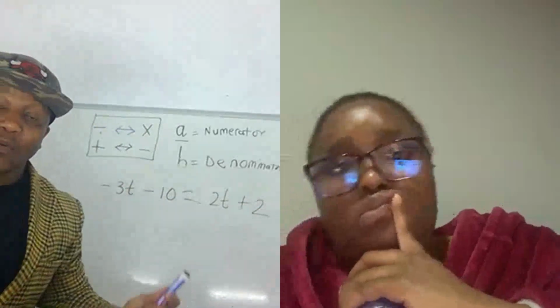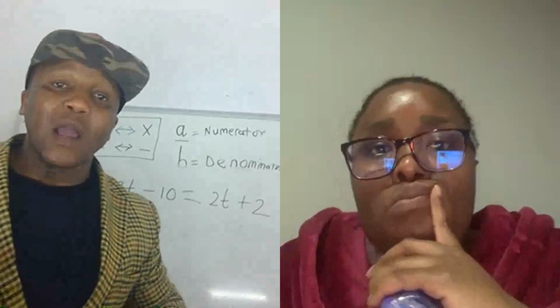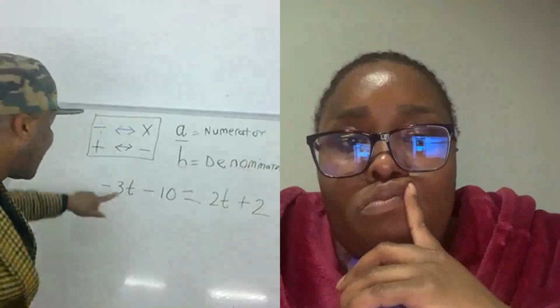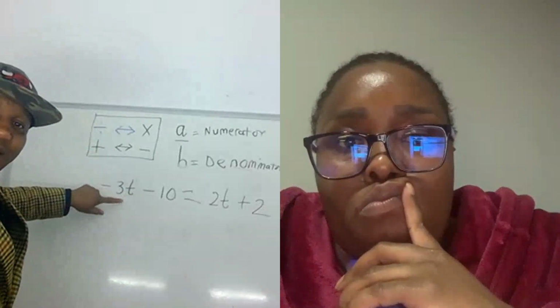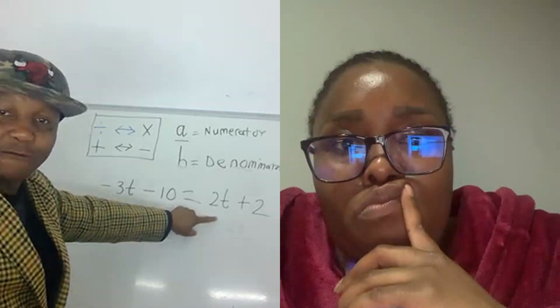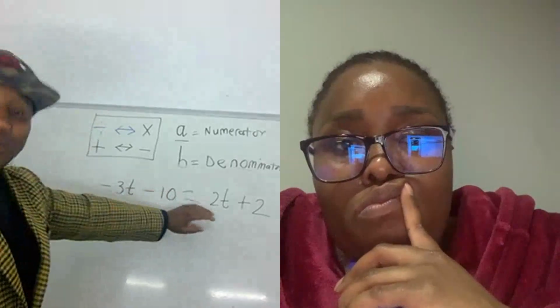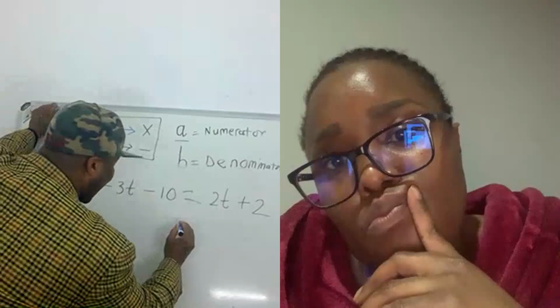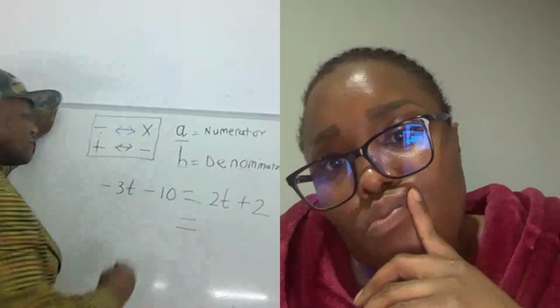So like we say, we have to group like terms together. What are my like terms here? If I look carefully, they are negative 3t and positive 2t, because I must pair them with the letter. Negative 3t and positive 2t must be on one side.